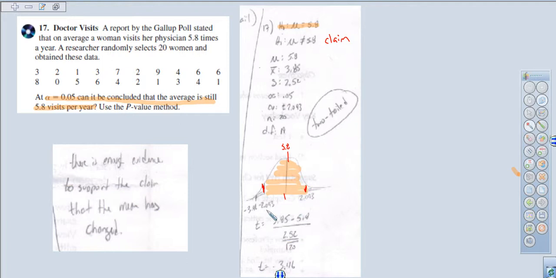We find out that in this case here, we are negative 3.46. That's way outside of our critical value. We're outside of that happy area. So there is evidence to support the claim that the mean has changed.